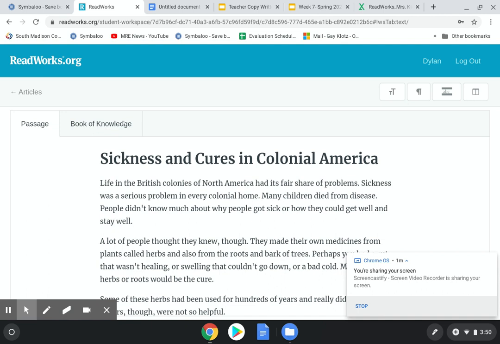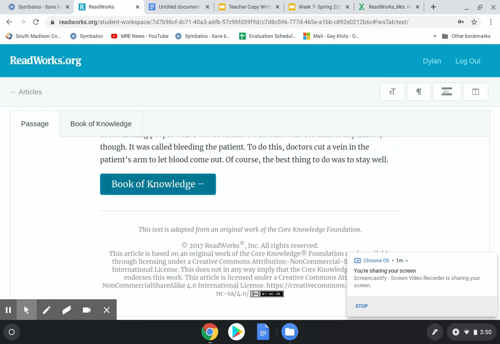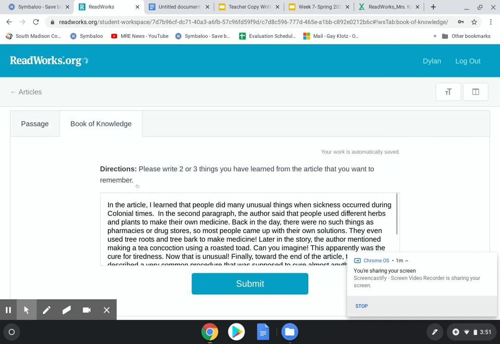Once you read the article, up here on your page, you will go to Book of Knowledge. It also can be found down here at the bottom of the article. So if you get to the bottom, you can just click here. Or if you're up here, you can click that box to go to the Book of Knowledge.